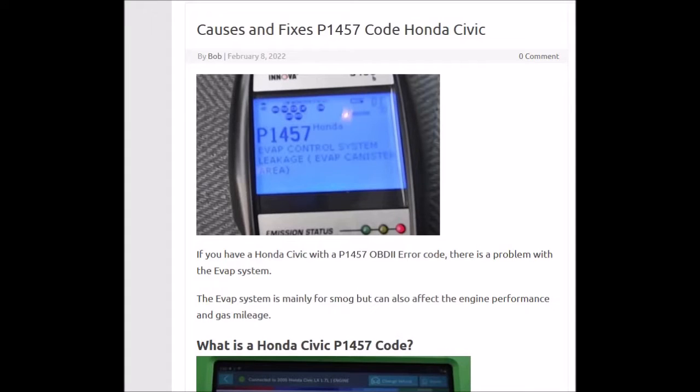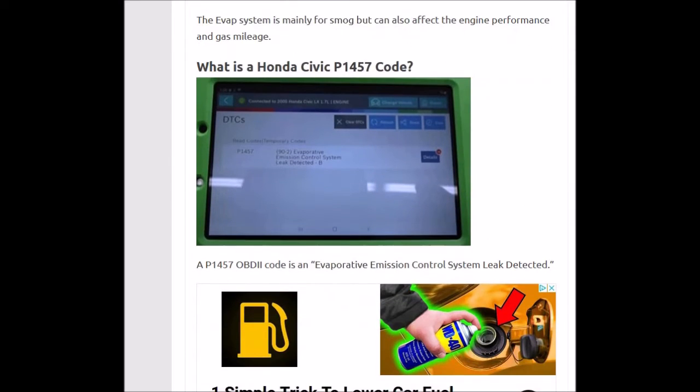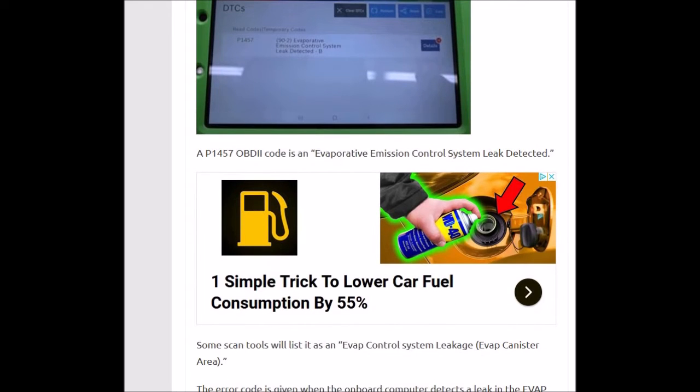So I got asked a few times what a P1457 code is on a Honda Civic, so I thought I'd do a real quick basic overview of what it is and how you can go about fixing it. And so what is a Honda Civic P1457 code? It's an evaporative emission control system leak detected.